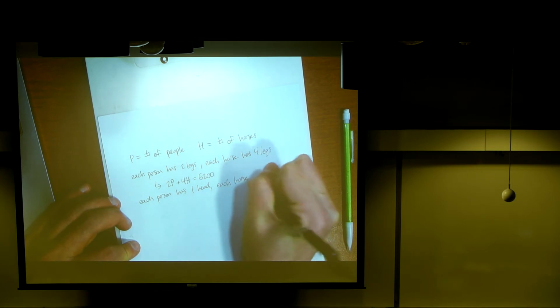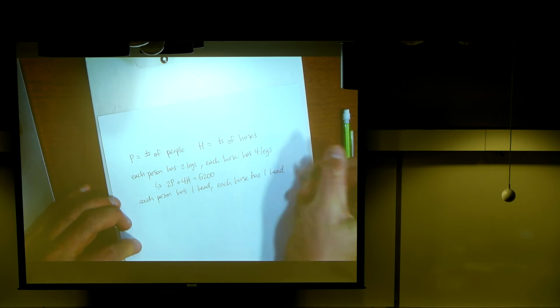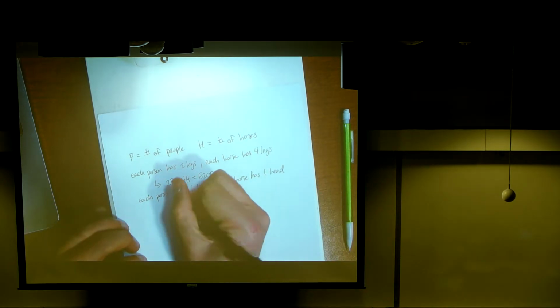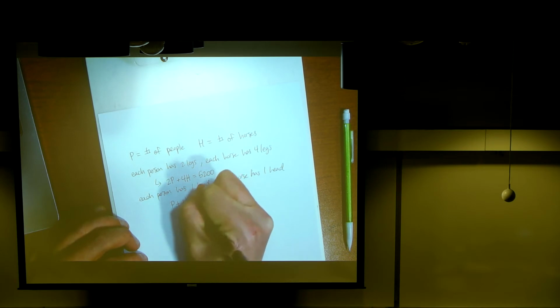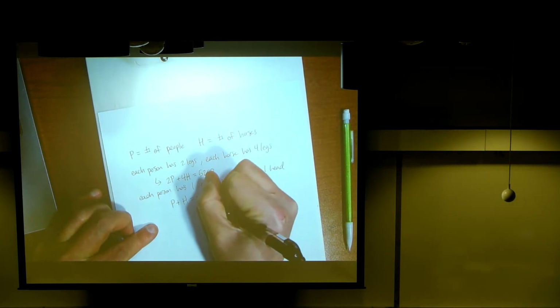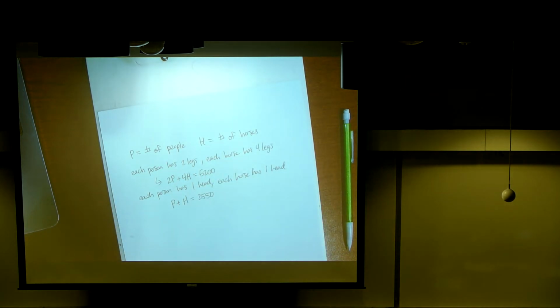Each horse has one head. So no half human, half horses or anything like that. Okay. But anyway, P plus H equals, was it 2,550? Okay. And at this point, it's just like the last problem, right?